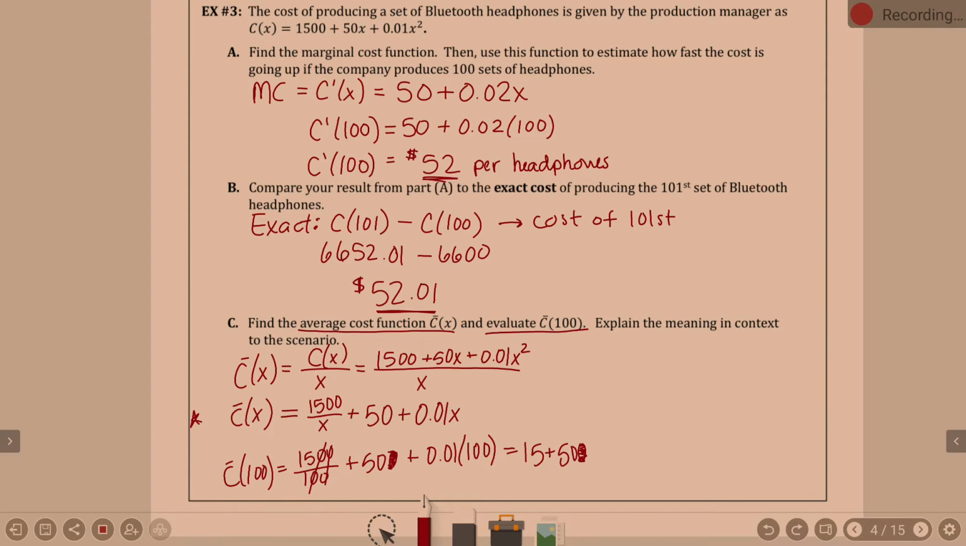15 plus 50 plus, what's 100th of 100? $1. So 15 plus 50 plus 1 is 66. Okay. And officially, this is average cost function, right? So $66, like we said earlier, per headphone or per headphone set.